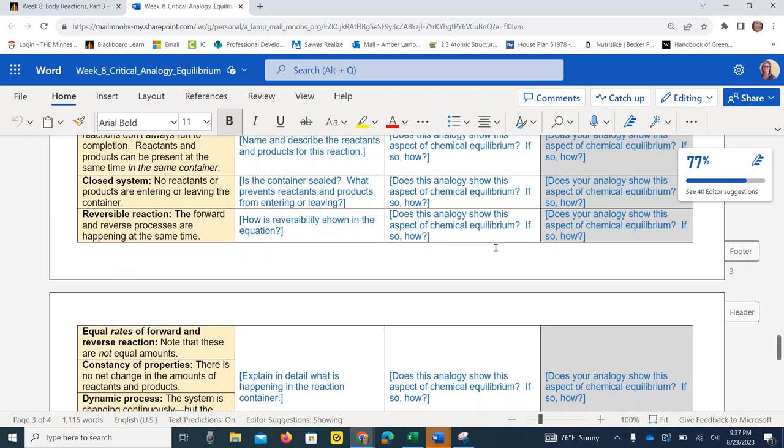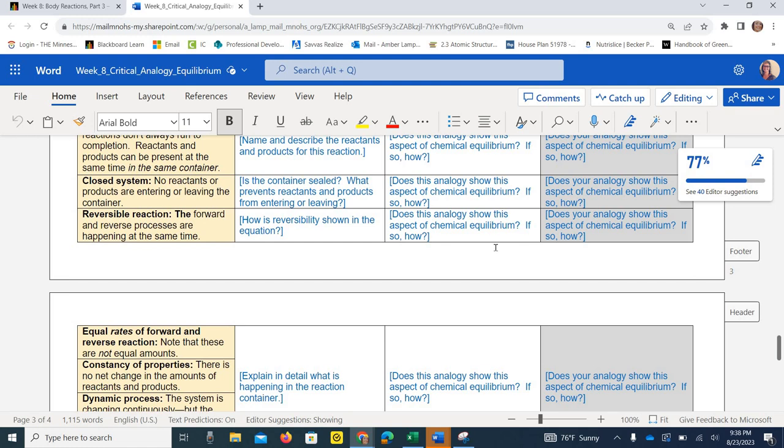Next is closed system. No reactants or products are entering or leaving the container. So this would be an example if we were to put, let's say, the mall on lockdown. Let's say the mall had locked doors, nobody could go in and out of the building. That would be considered a closed system because you have nobody leaving and nobody coming in that's new. Now, in reality, the mall is not going to be a closed system. So I could say this really isn't an analogy of a closed system unless I lock the doors, so you can't have anybody new coming in or out.